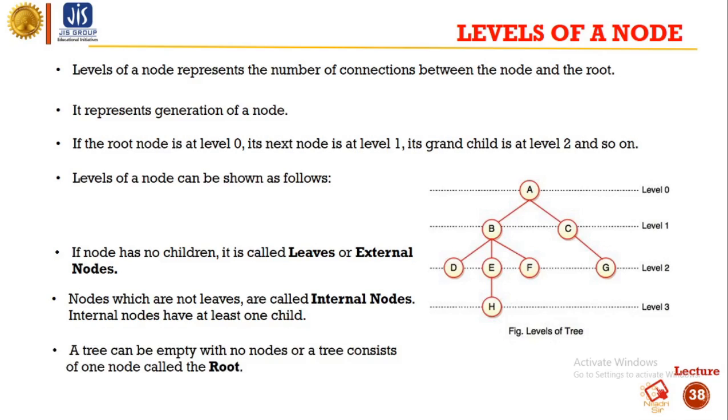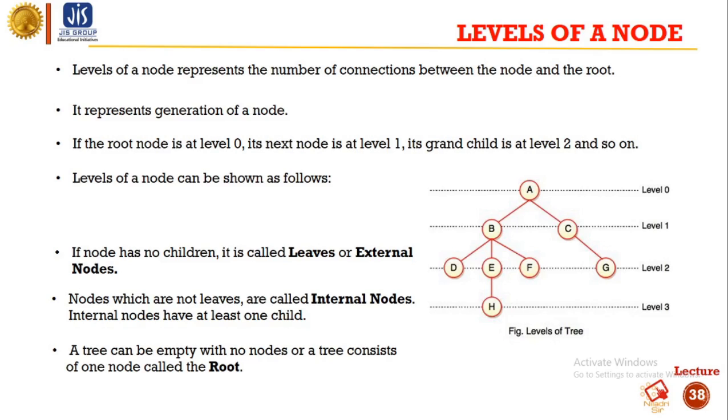A tree can be empty with no nodes, or a tree consists of only one node called the root node. So basically a tree can be empty. What is an empty tree? A tree is called empty if it does not have any node. Or a tree may have only a single node, which means it has only the root node.